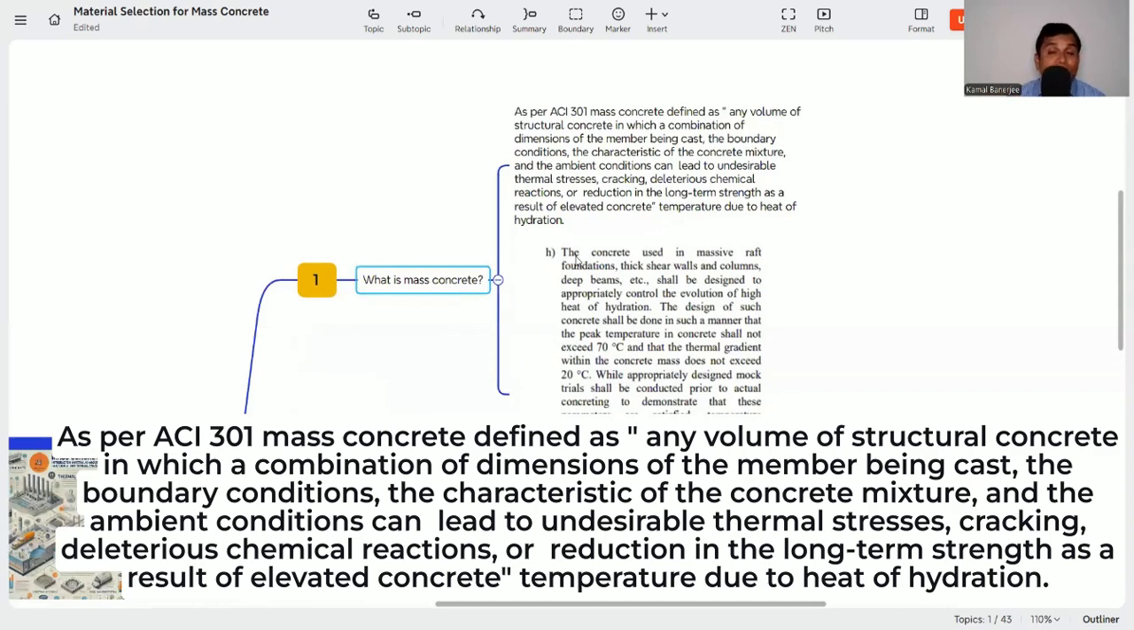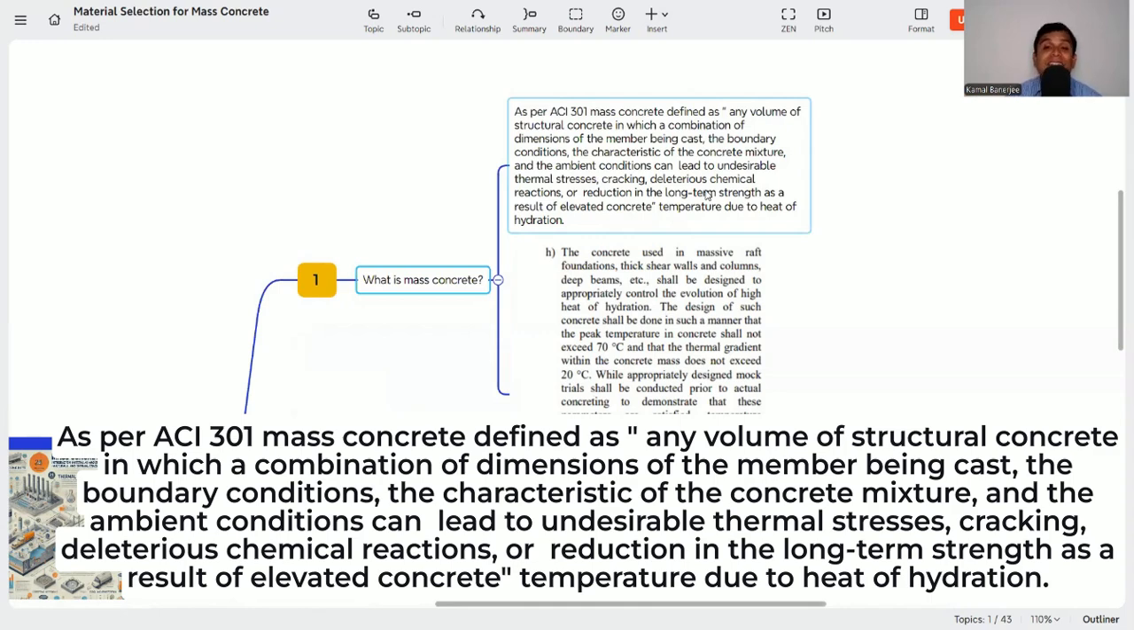That is a characteristic of the concrete mix. Ambient conditions can lead to undesirable thermal stresses. So depending upon the thermal gradient, there can be undesirable thermal stresses, cracking, deleterious chemical reaction, or reduction in long-term strength.